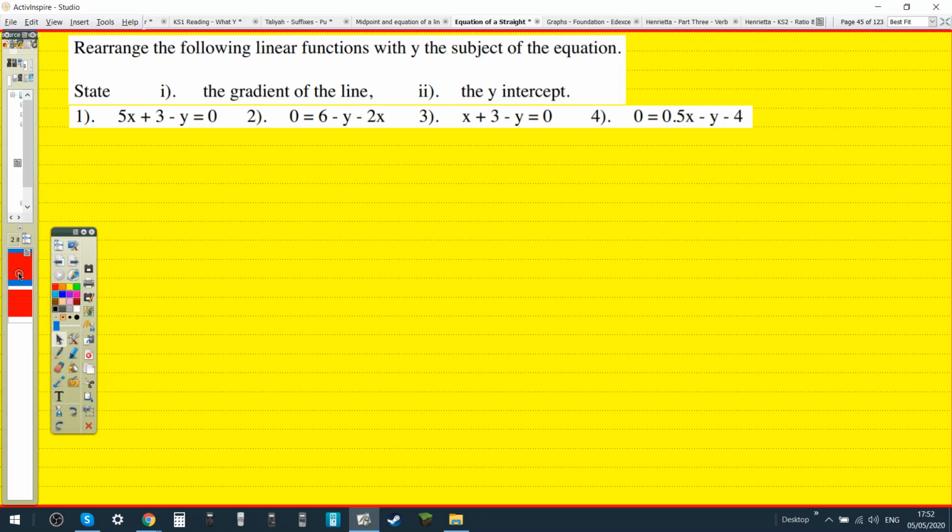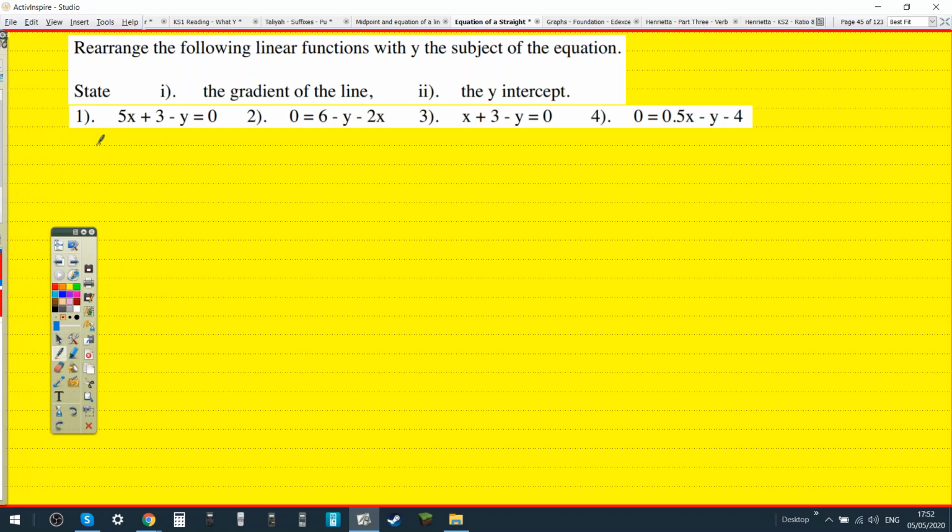So how do you make it y equals for question 1? For question 1, what is the gradient? What is the intercept? The gradient is 5, the intercept is 3. Question 2. Minus 2 and 6. c equals 6. Yeah, these are okay. It's good.